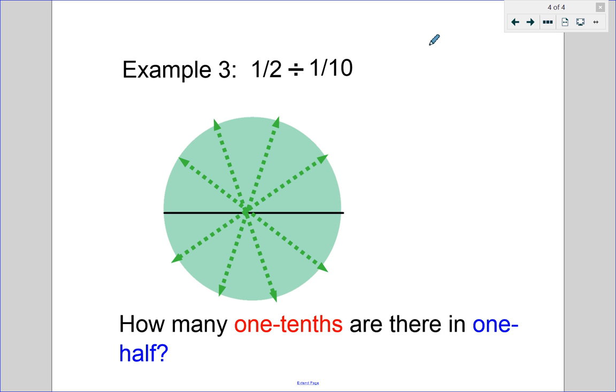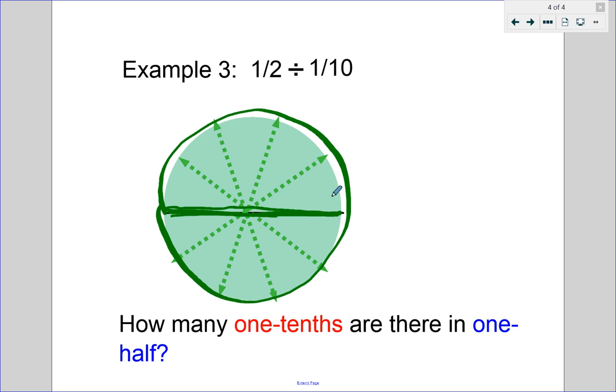Example 3 asks us how many 1/10ths do we have in 1/2? So I make a circle and I divide it into halves. That's what I have right there with that line. Here's my circle, and we have it divided into halves.